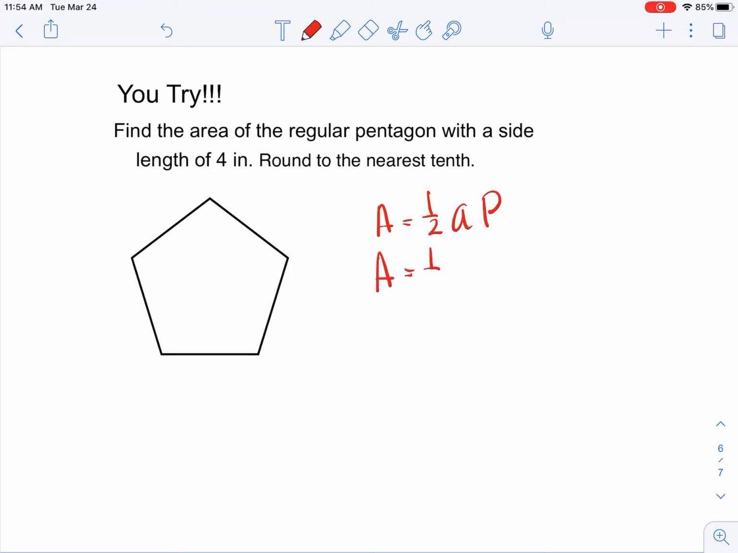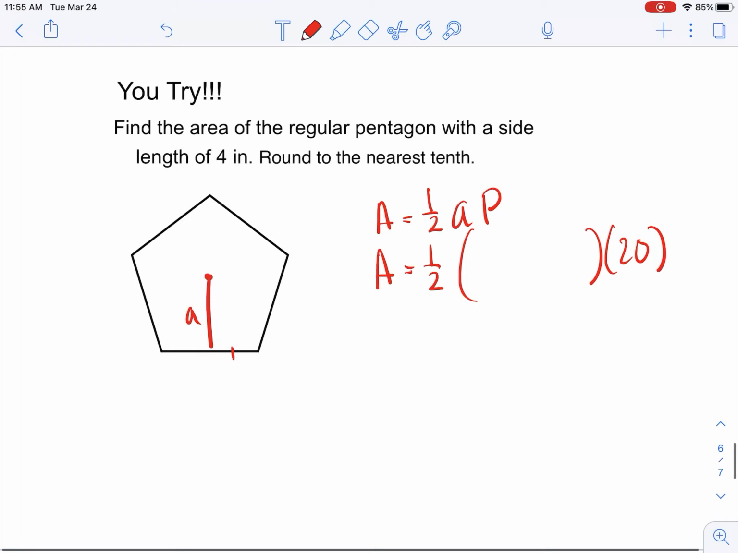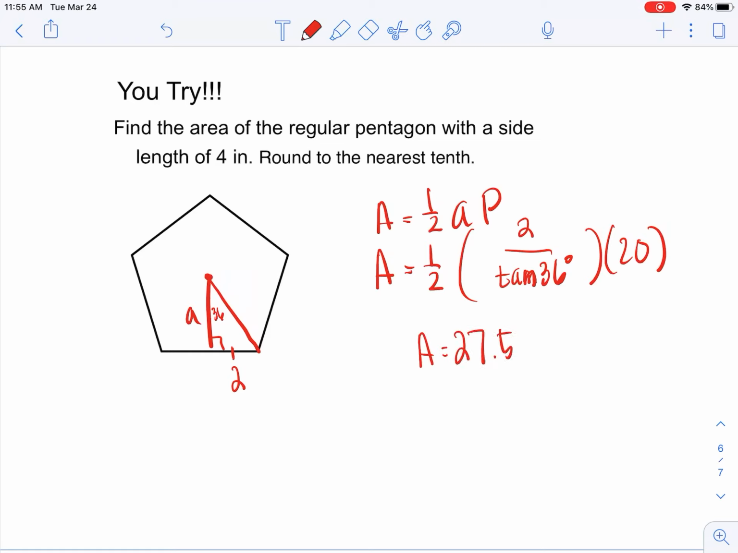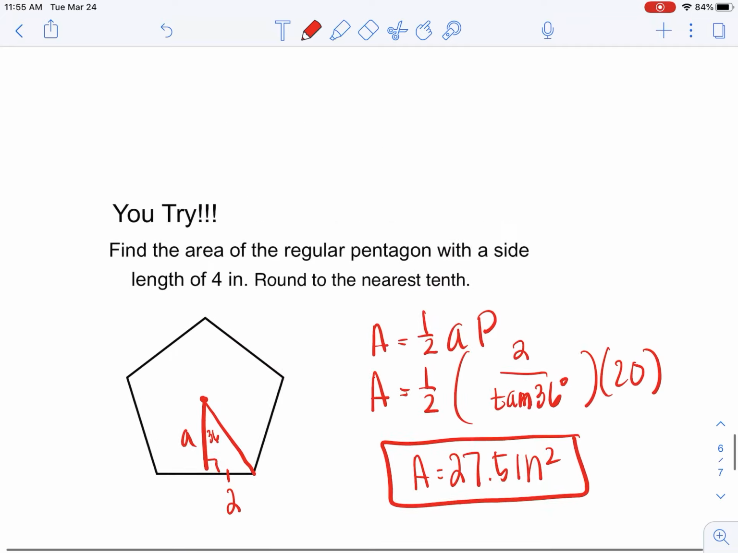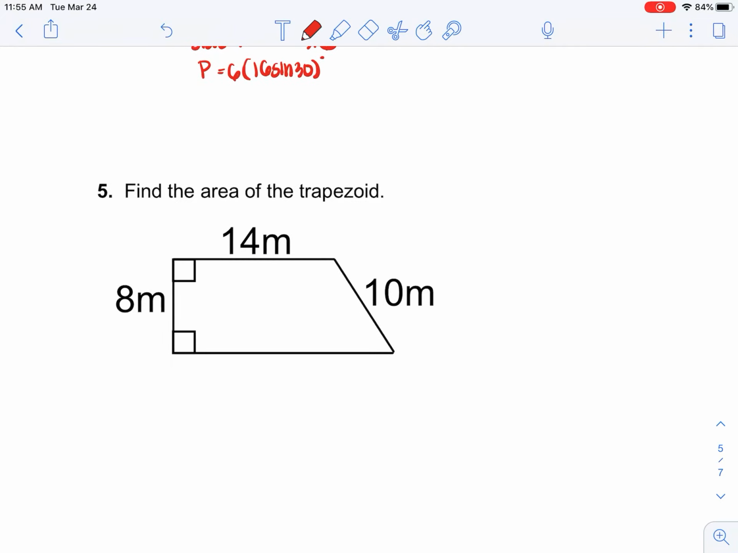Okay, so if you did this one correctly, you should have 1/2 apothem times perimeter. Area equals 1/2 of, I didn't give you the apothem. I gave you the side length was 4, and there were 5 sides, so I gave you the perimeter's 20. Draw on your apothem, that's A. To find this right here, I know the side length is 4, so this is 2. 360 divided by 5 divided by 2, that angle is 36. When you end up using SOHCAHTOA, you're going to use tangent, and you end up getting that this is 2 divided by tangent of 36. Popping that in your calculator, you get the area is 27.5 inches squared.